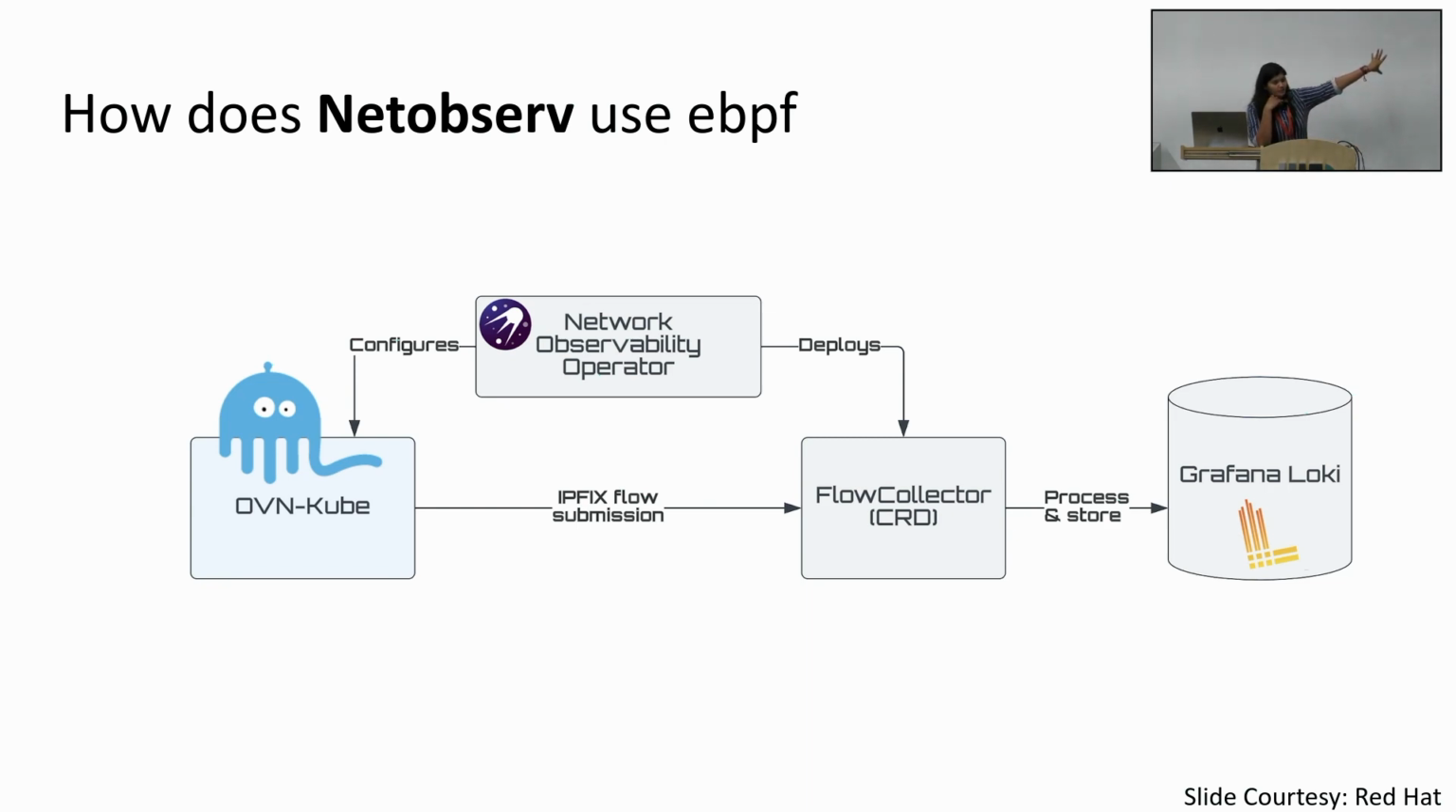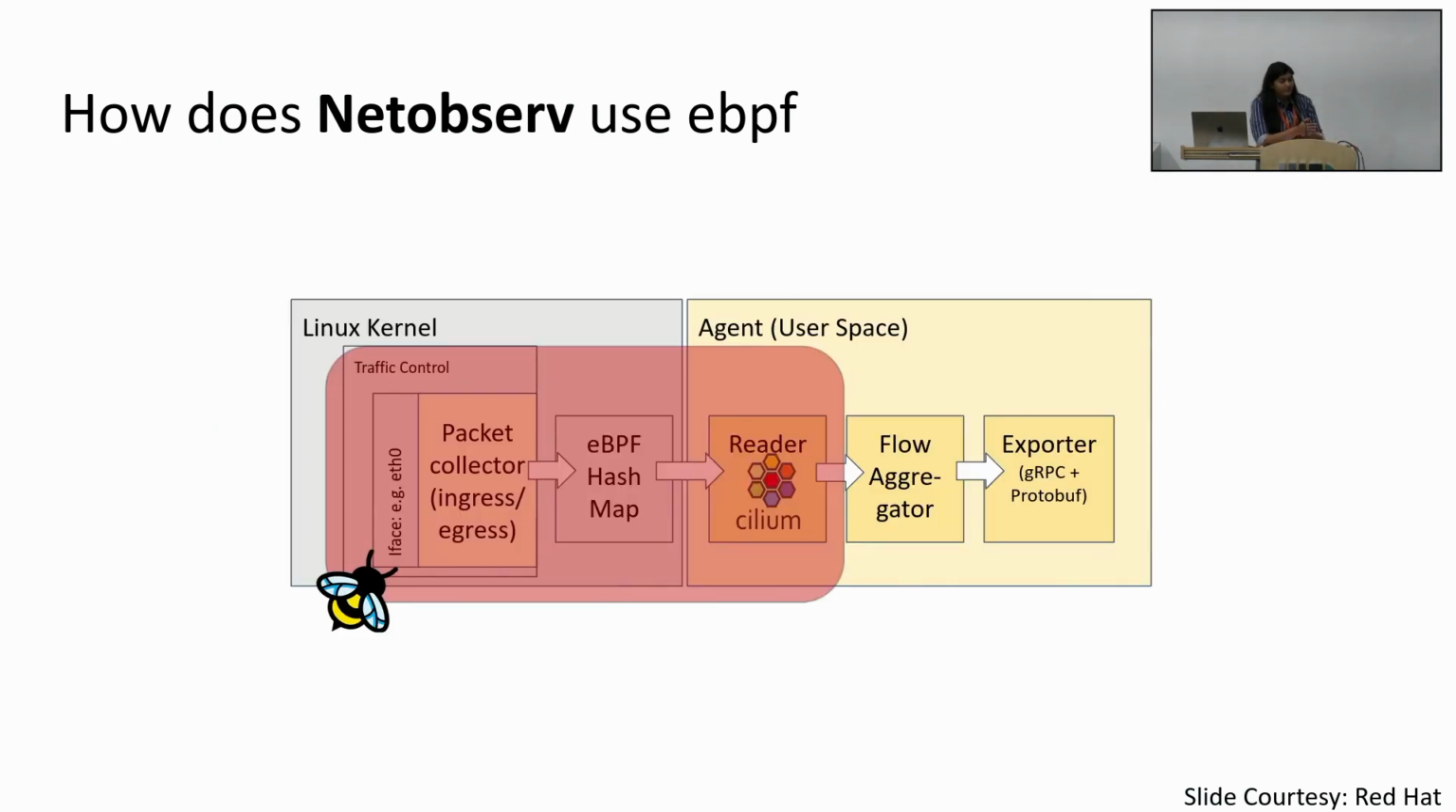I'm sorry, I probably should not have kept OVN cube there, but just imagine it as a VM where some workload is running. We have the NetObserve observability operator, which configures your virtual machine and then deploys the flow collector, so that all the information that it is collecting from the kernel inside the VM eventually is collected, processed, and then done. In our case, we store it in Grafana, but whatever needs to be done.